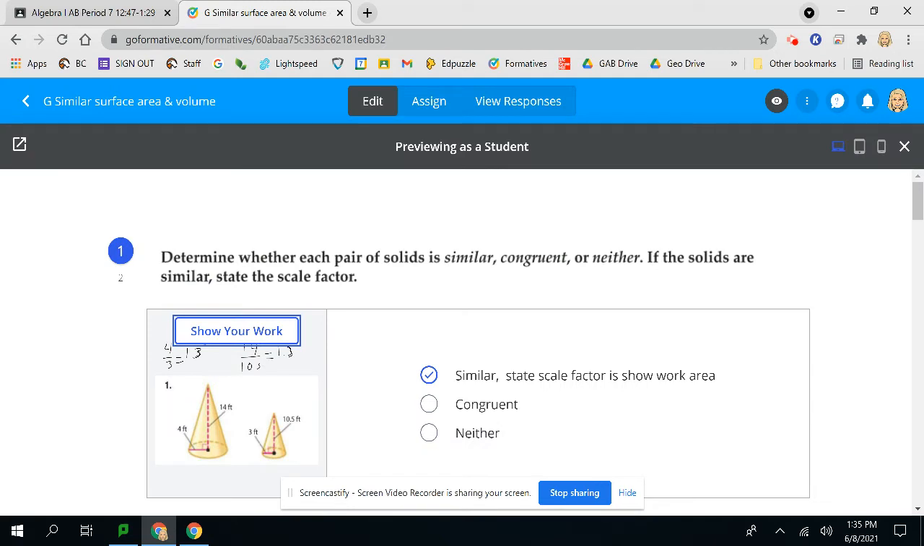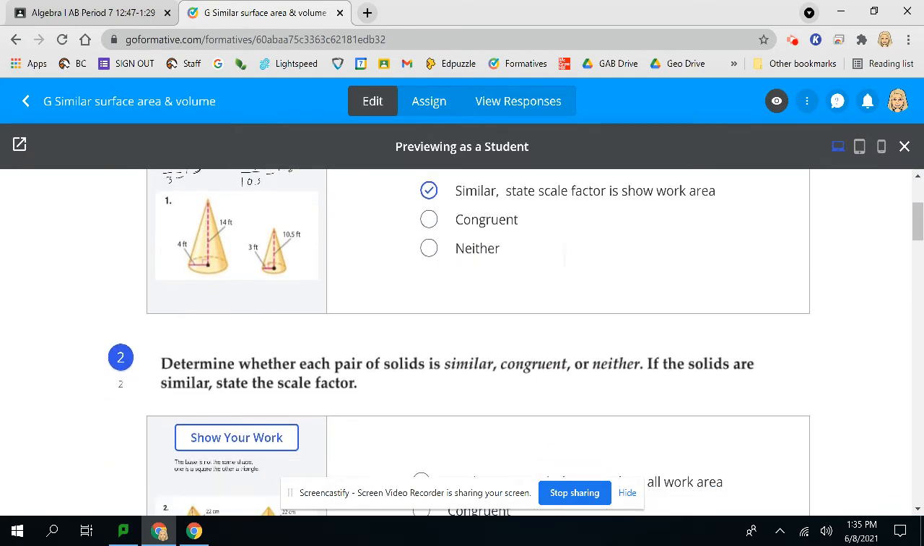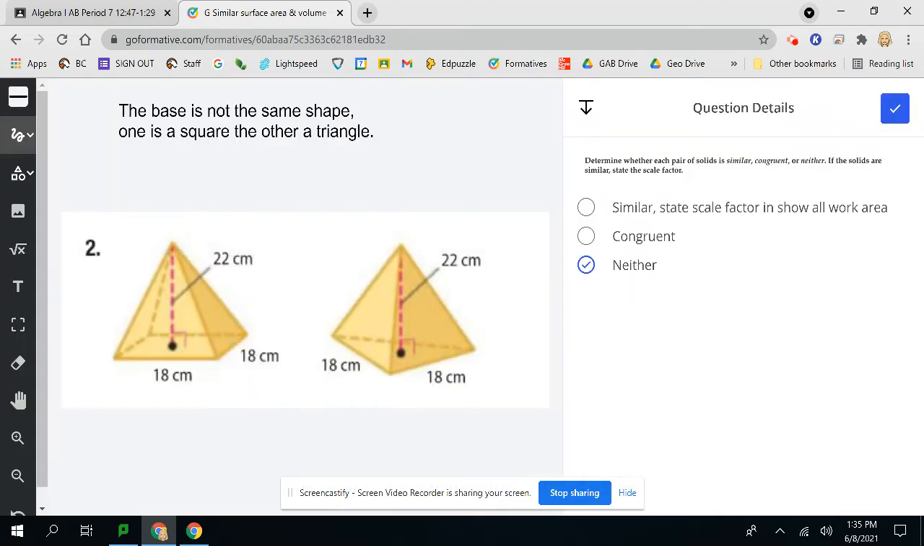Number 2. When I look at these, it looks like all the numbers I see are 18, 18, and 22. However, the shape on the left, the base is a square, so that is a square pyramid. And the shape on the right, the base is a triangle, so that is a triangular pyramid. Therefore, they are neither, because I can't have different shapes as the base and still be similar or congruent.